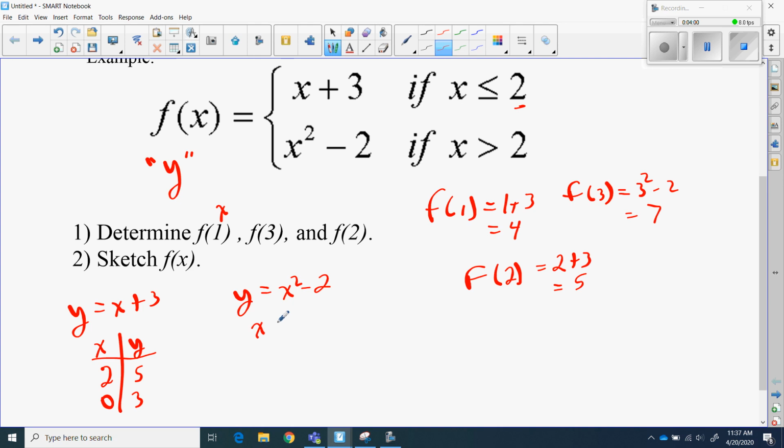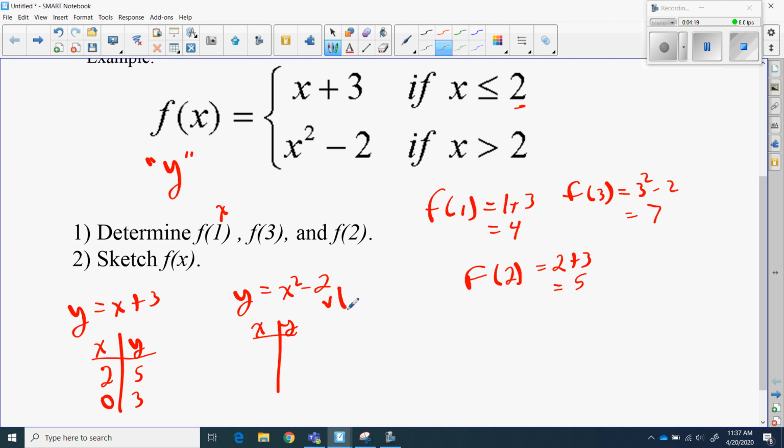Now over here, we do assume that you know some general properties of functions. So I knew this was linear because it was x to the first. I should know that this is a parabola because it has the x squared. So this would be a parabola. It would open up because it's got a positive out here.